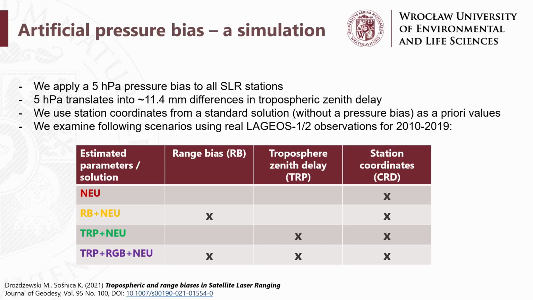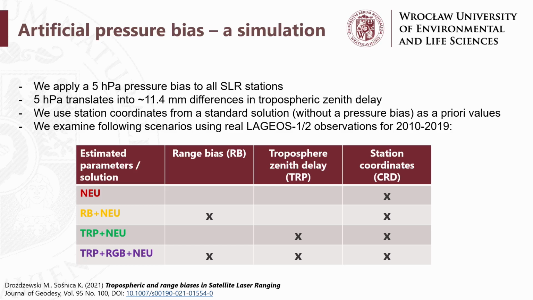But how the tropospheric biases can affect the estimated station heights? We run a simulation of a tropospheric bias, and we introduce an artificial bias of 5 hectopascals to all SLR observations to LAGEOS. 5 hectopascals corresponds to about 11 millimeters in the zenith direction, and then this bias increases for the lower elevation angles. We processed 10 years of LAGEOS data, and we generated 4 different solutions.